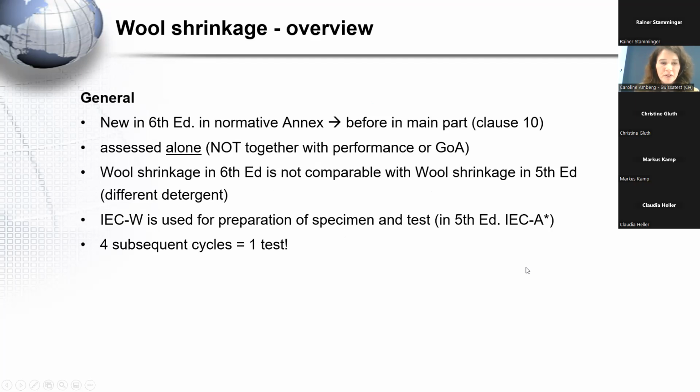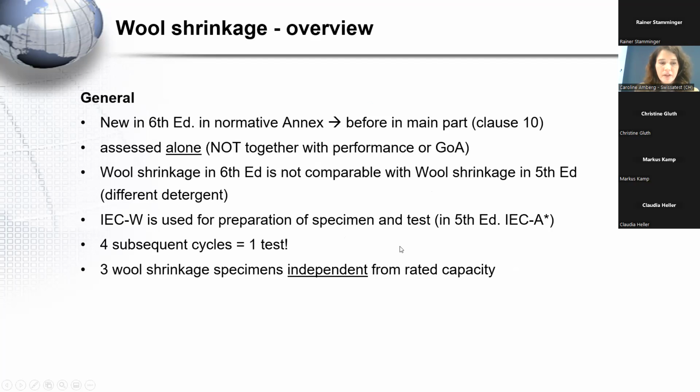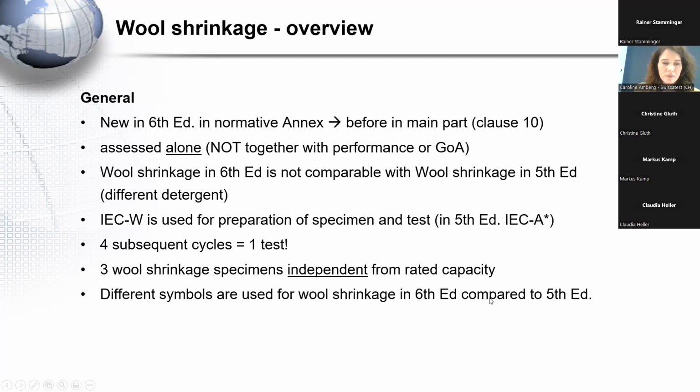And we have these 4 subsequent cycles which lead to one test result. Also important to say is that we always have the same amount of wool shrinkage specimens, independent from the rated capacity. So always 3 of these wool shrinkage specimens are used. And last point is we have different symbols than in the 5th edition, but the whole calculation stays the same as in the former edition. We have just adapted the symbols.